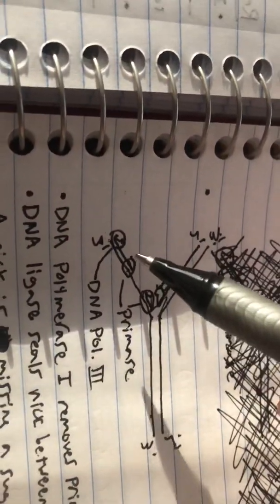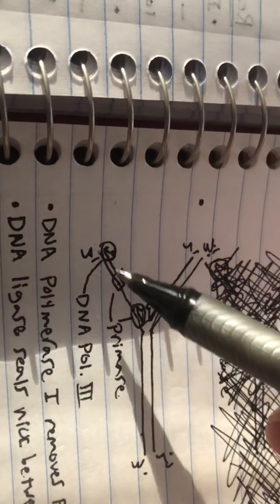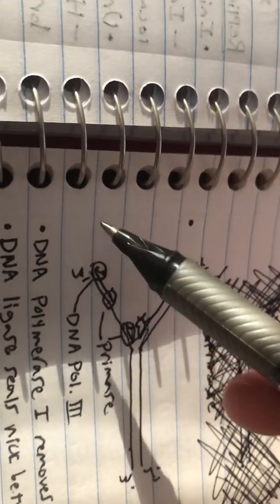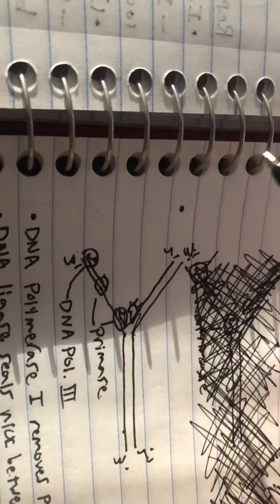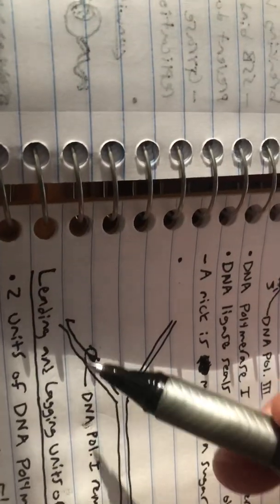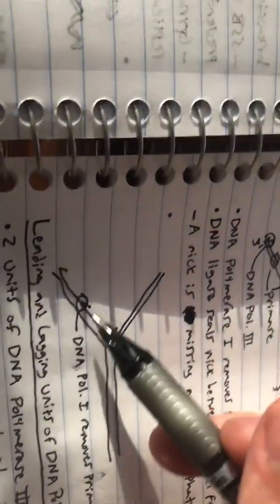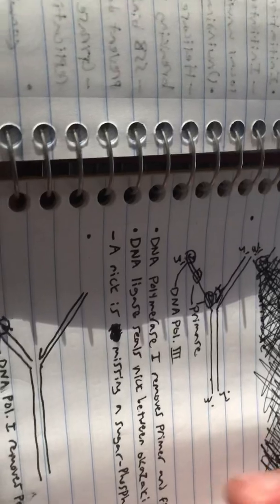DNA polymerase 3 is a chemical that comes in and extends and adds nucleotides to the Okazaki fragments and makes them longer, essentially. DNA polymerase 1 then comes in and removes the RNA primers on the Okazaki fragment in front of it. And lastly, ligase comes in and seals the nick between the Okazaki fragments, making one segment of DNA. And that's it.